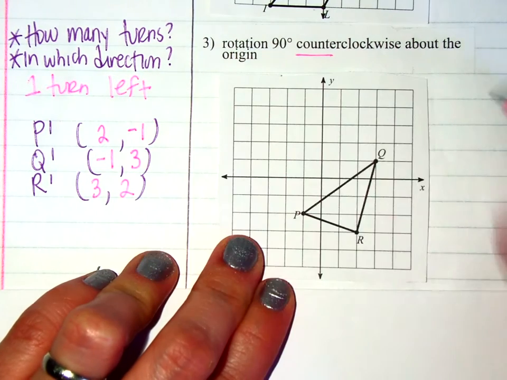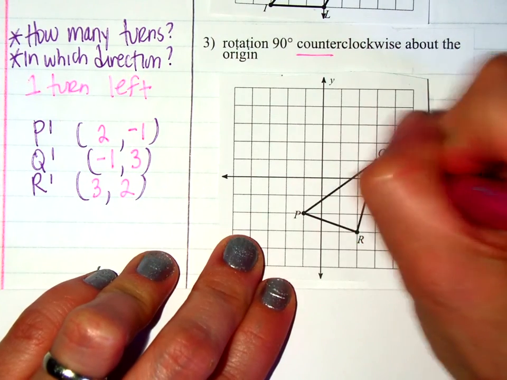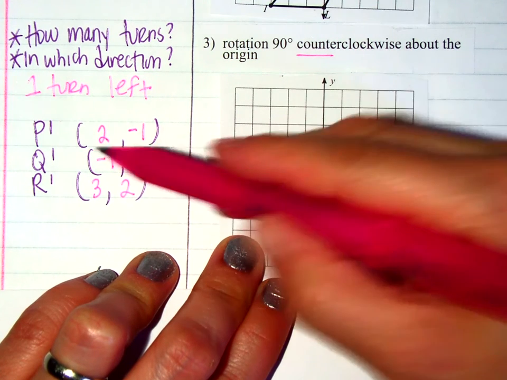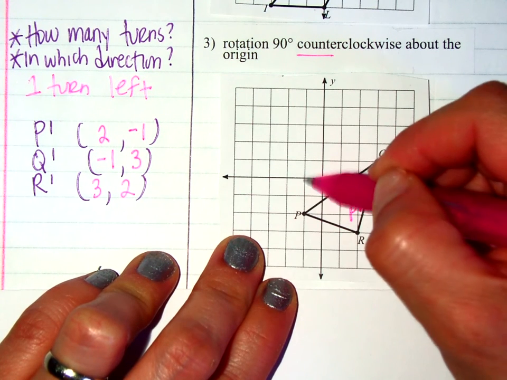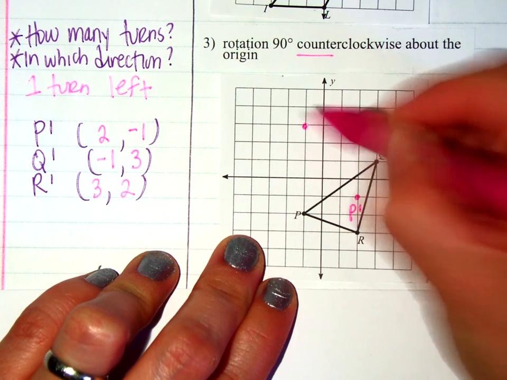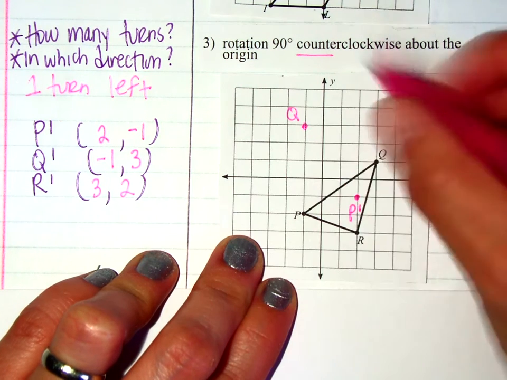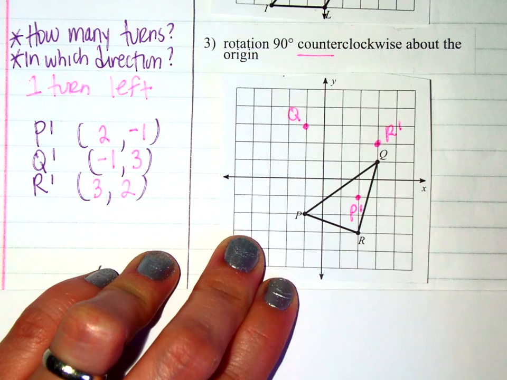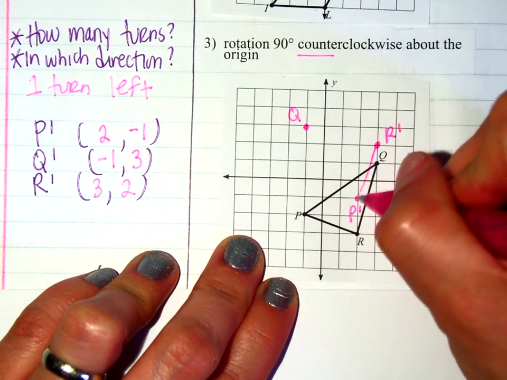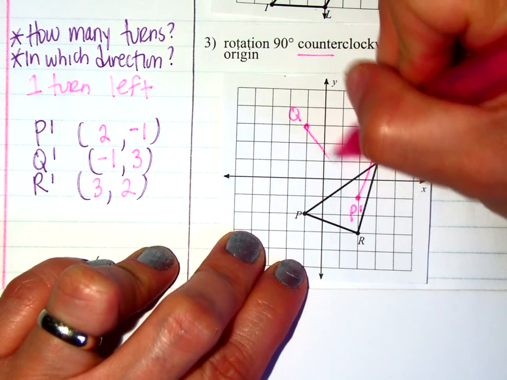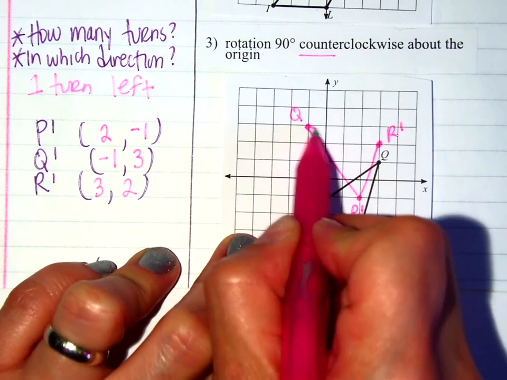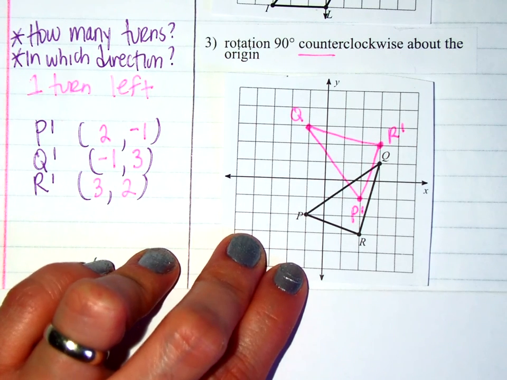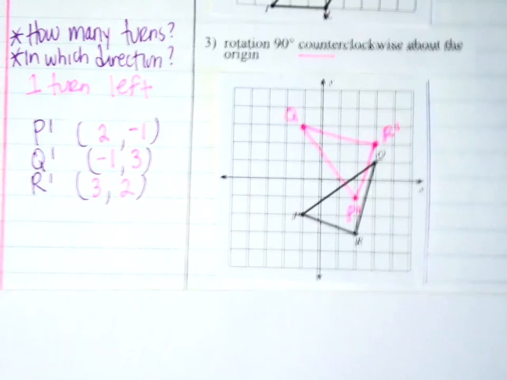So starting with P prime, we're at 2 to the right and 1 down. That's P prime. Q prime is 1 to the left and 3 up, and R prime is 3 to the right and 2 up. Okay, so now you just connect and draw your shape. And this is your image. Okay, 90-degree rotation counterclockwise. Okay, let's try another one.